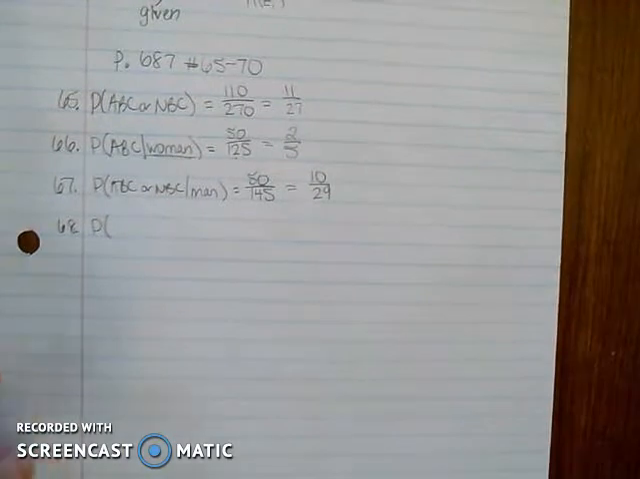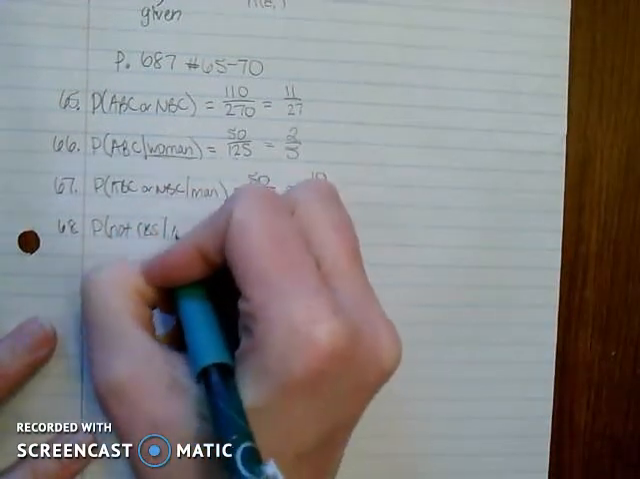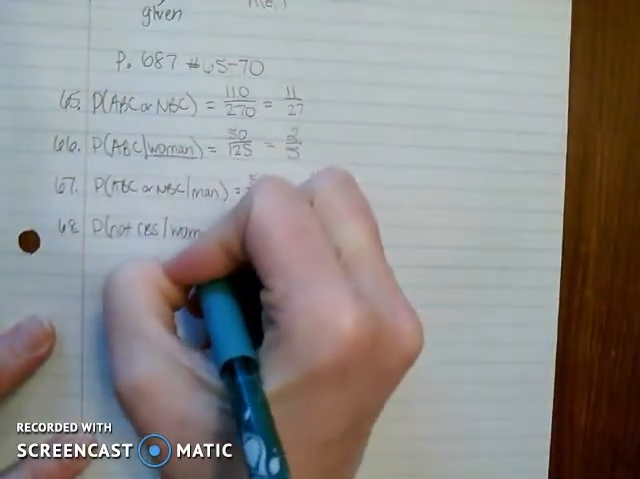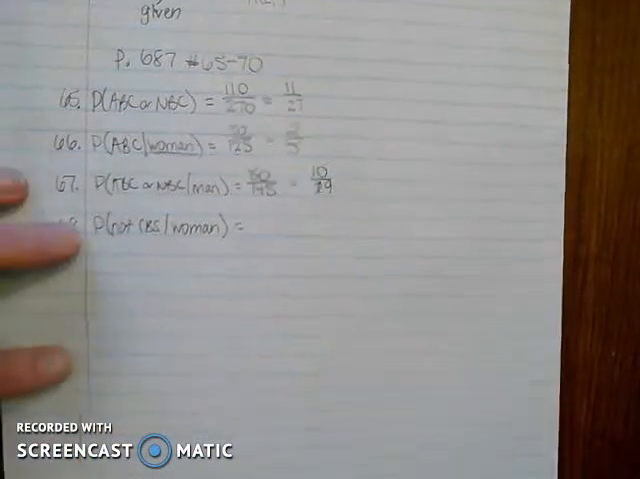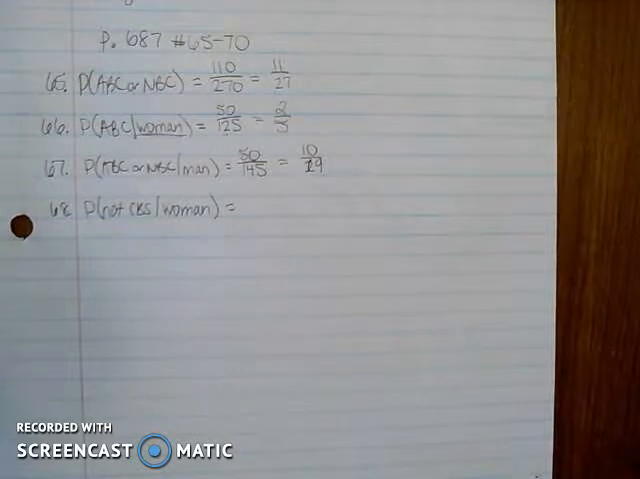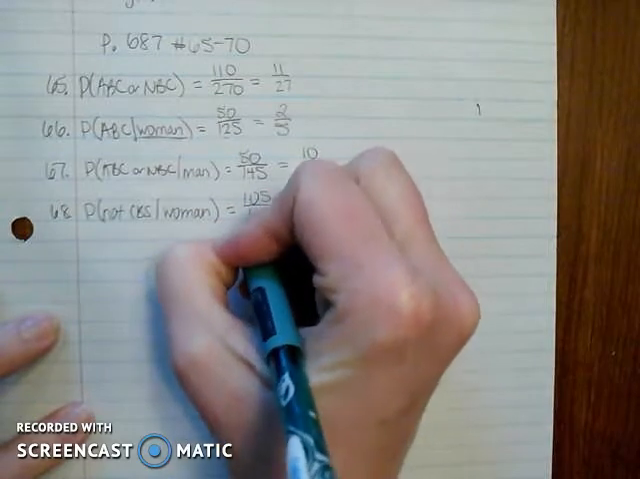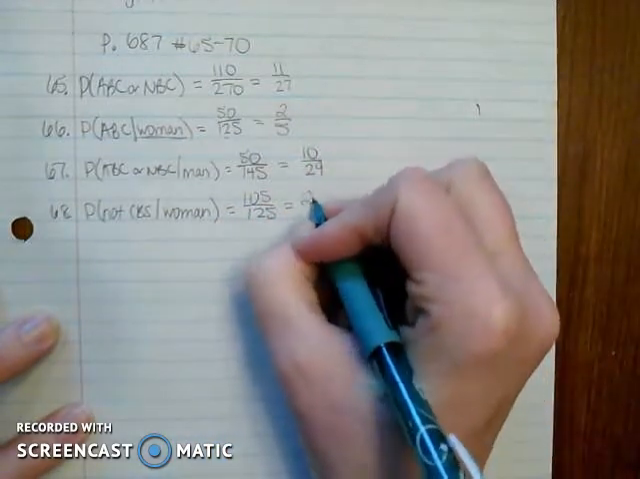68, we are looking for not CBS, given that it's a woman. Okay, so some people will find the probability that it is CBS and go from there, but it's up to you. So not CBS, but it's a woman means you don't want 20 of them. So if there's 125 total, 20 of them you don't want because that's how many watch CBS, so it's 105 out of 125, which is 21 out of 25.